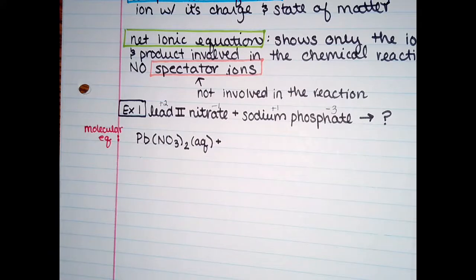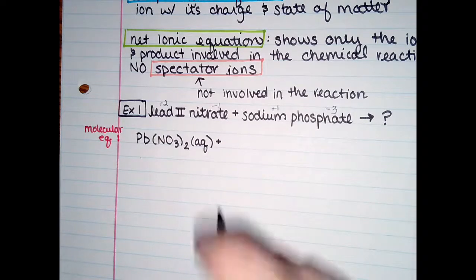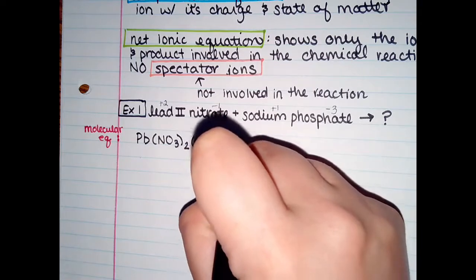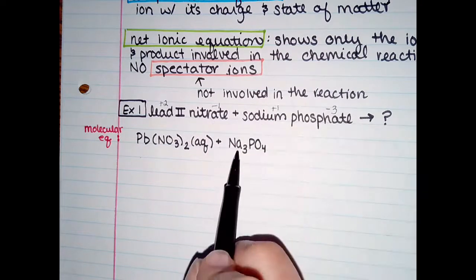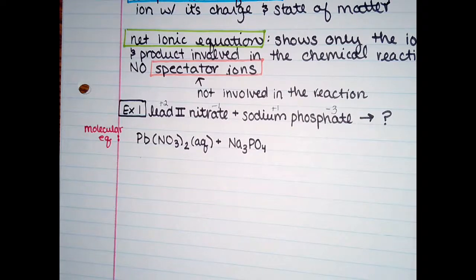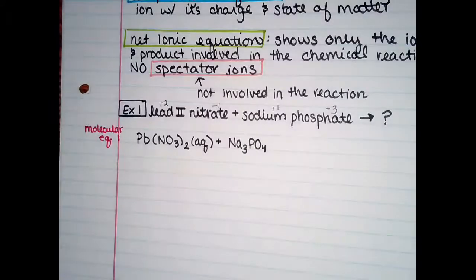Next, my formula for sodium phosphate. I need 3 sodium for every 1 phosphate. That is 3 sodium and 1 phosphate. I look at these rules. Anything with sodium is aqueous.